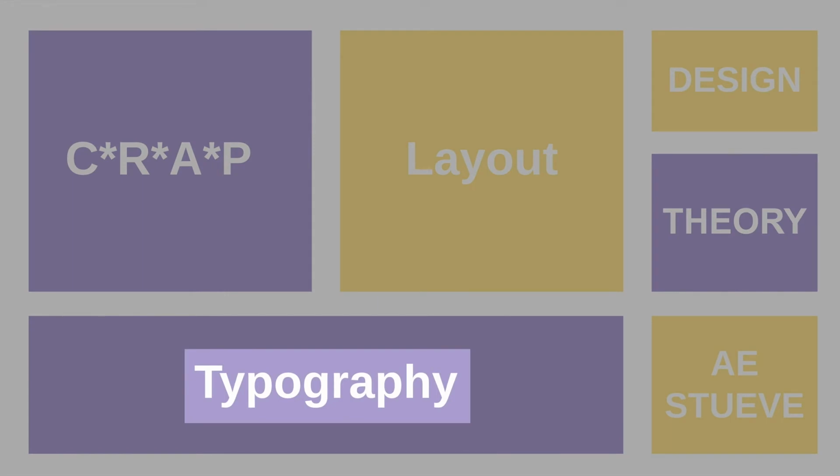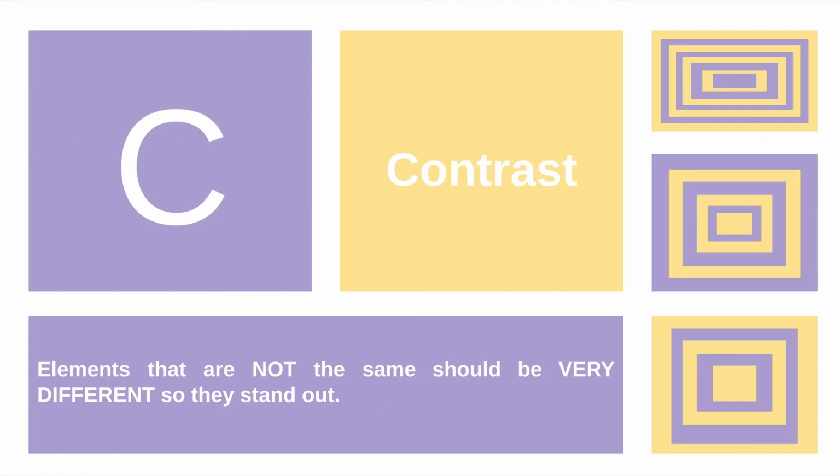Today, we're only going to be talking about contrast, which is what the C in CRAP stands for. Making elements slightly different confuses people into seeing a relation that does not exist. In other words, with contrast, go big or go home. Contrast is usually considered the most important visual element of the design. It can show the difference between words and meanings and break up uniformity. Elements that are not the same should be very different so they stand out.